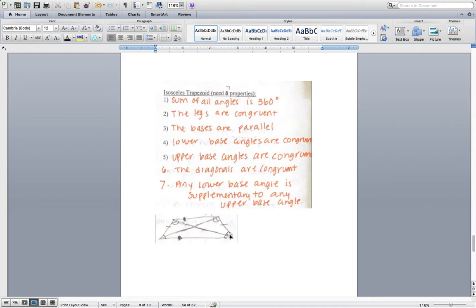Okay? Upper base angles are congruent. That's number 5. Here's the upper base. Its angle here and angle over here are congruent as well. Okay? The diagonals are congruent, and the number 7, any lower base angle is supplementary to an upper base angle. So this lower base angle plus this upper base angle adds up to 180. Okay, and the same over here, and the same across. So a lower base angle plus an upper base angle equals 180 together. All right, you can compare an isosceles trapezoid to a regular trapezoid now that you have them lined up next to each other.